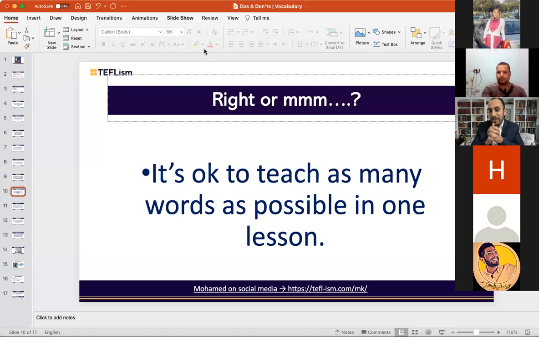So please, do not overwhelm your students. It is not a race. If you teach 10 words in one lesson and they leave your class able to use them correctly, you have done a great job. But if you give them a word list to memorize, it is not helping them.